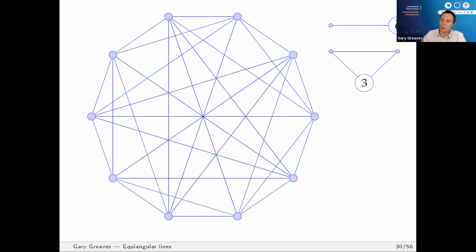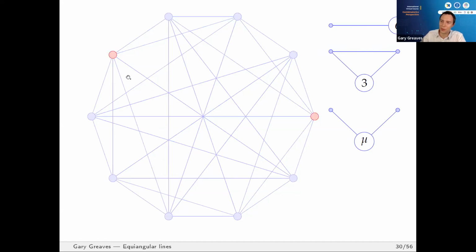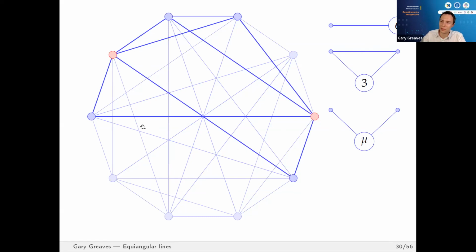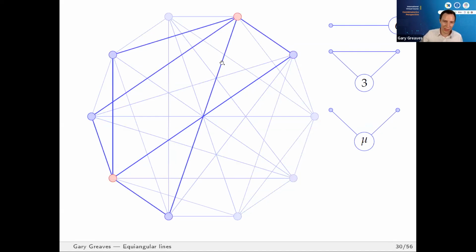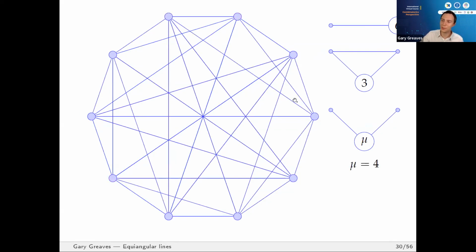There's one further property. It's regular with degree 6. Every pair of adjacent vertices has 3 common neighbors. And any pair of non-adjacent vertices has the same number of common neighbors. Take these 2 non-adjacent vertices: the number of common neighbors is 1, 2, 3, 4. Try it with another pair, these 2 red ones: 1, 2, 3, 4. You can keep going. These 2 also have 4 common neighbors. In fact, any pair of non-adjacent vertices has 4 common neighbors.